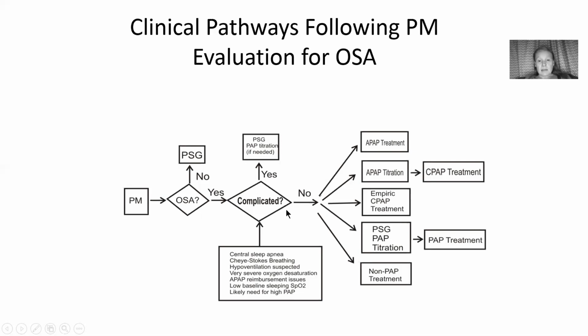If the answer to this is no and they do not have a complicated situation, then they can do the auto-PAP titration, followed by a CPAP treatment. Again, the empiric CPAP treatment, that's when they guess, basically. Or they can do an in-lab PAP titration followed by PAP treatment, or they can opt to do non-PAP treatment. So those are all the different pathways.